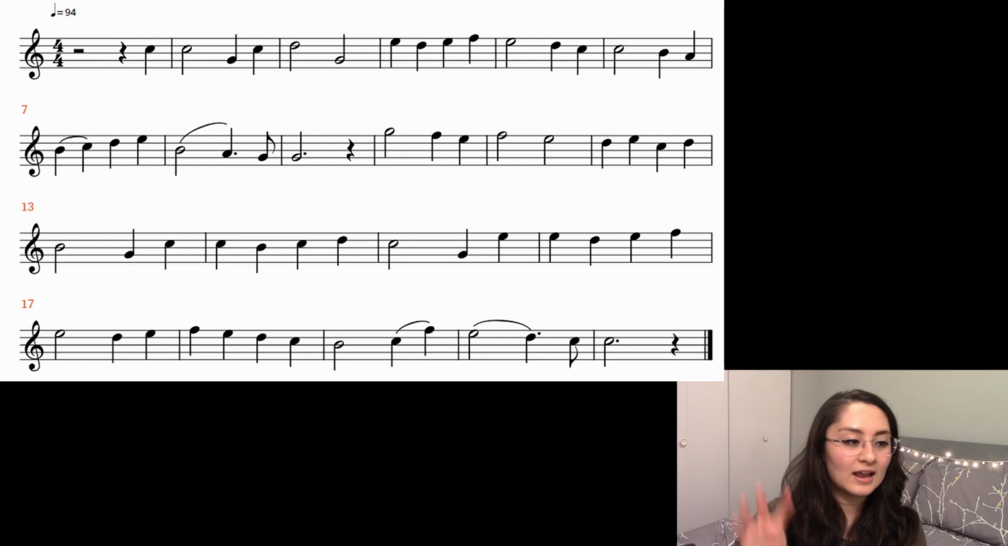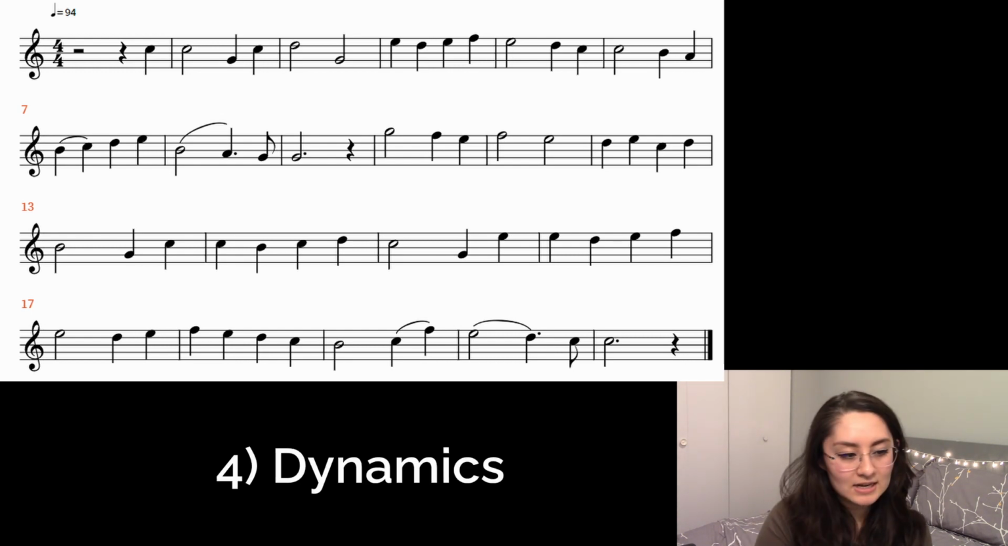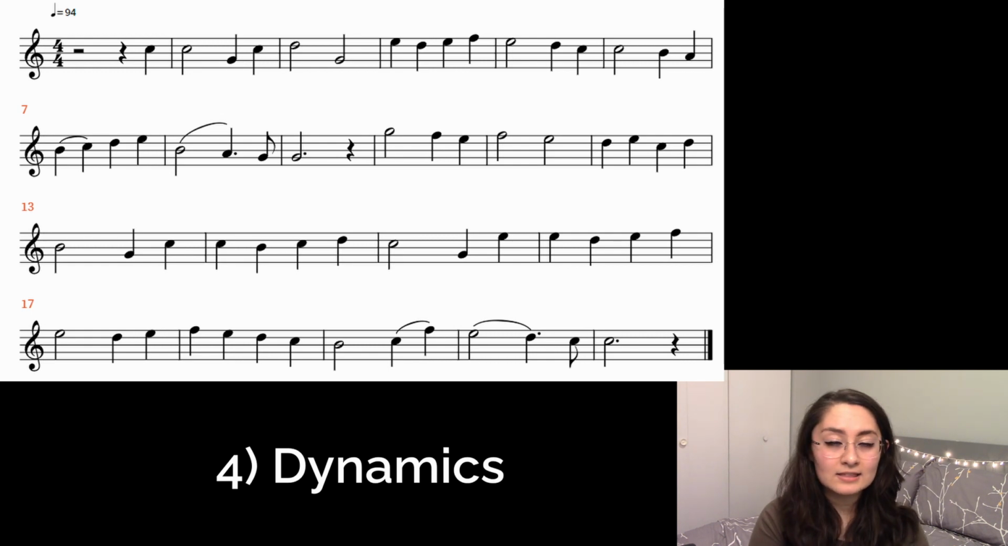Alright, so now we're going to be looking at number 4, our dynamics. So we're going to see if we have any written dynamics here, and I don't see anything written in the score, so that means you generally want to play at a beautiful mezzo forte or forte, meaning moderately loud to loud.